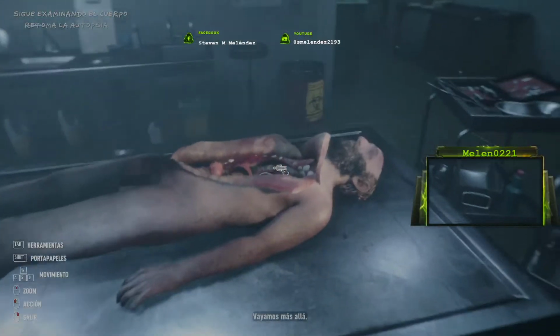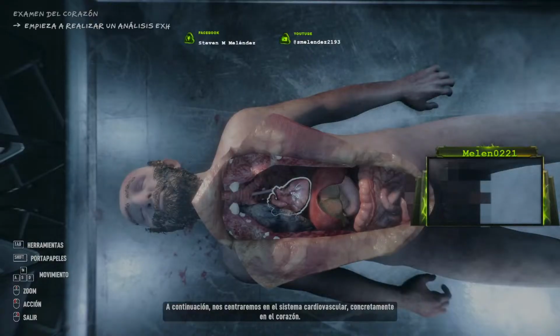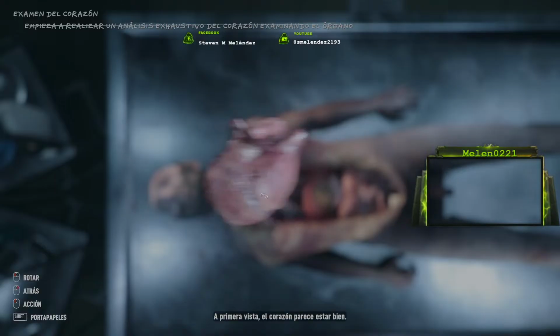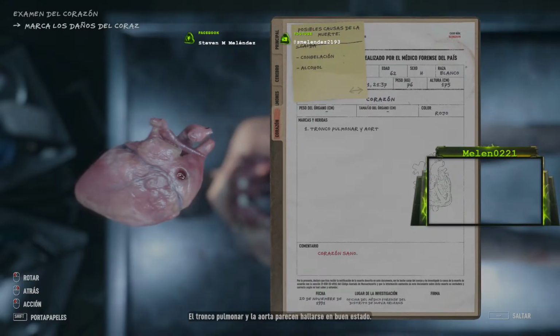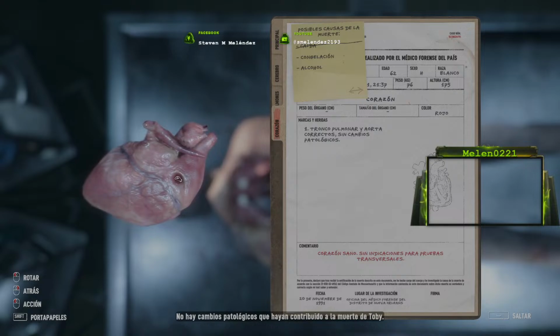Let's go further. We will now focus on the cardiovascular system, specifically the heart. We look for dark hypoxic areas, clots, or other elements that stand out as abnormal. At first glance, the heart looks fine. The pulmonary trunk and aorta seem to be in good condition. There are no pathological changes that would have contributed to Toby's death.